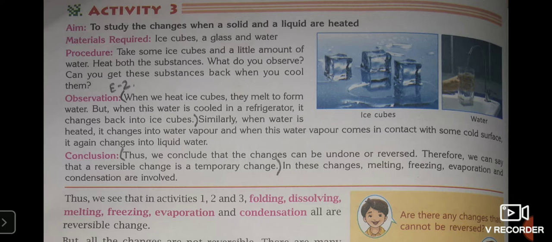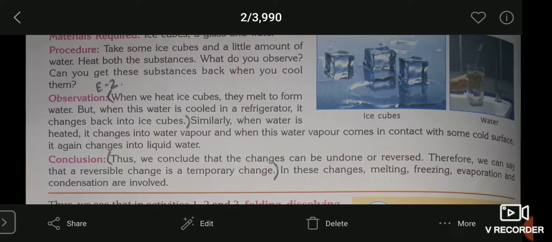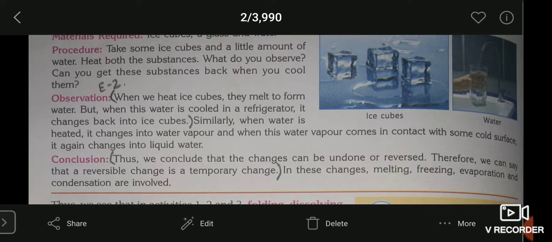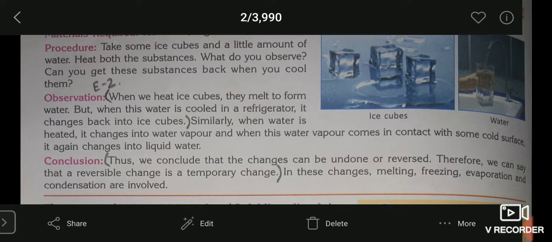Now, what's the procedure to follow? Take some ice cubes and a little amount of water. Heat both the substances. What do you observe? Can you get these substances back when you cool them? Your observation is when you heat ice cubes, they melt to form water. But when this water is cooled in a refrigerator, it changes back into ice.